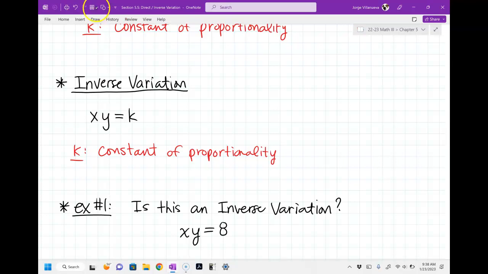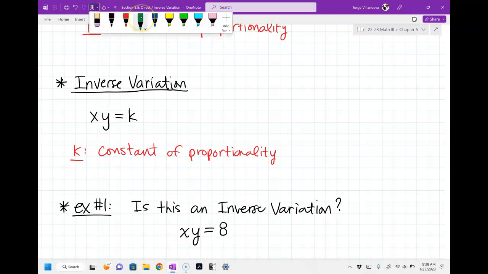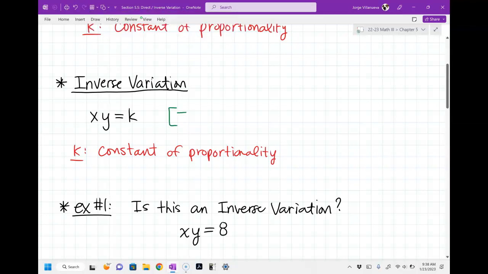And again, if you want to see if the formula you're given is an actual inverse variation, you are going to isolate the constant. That's basically what happened to this formula: they isolated the constant. That's how they got this formula. They got k by itself. So that's what the formula looks like once you solve for k.